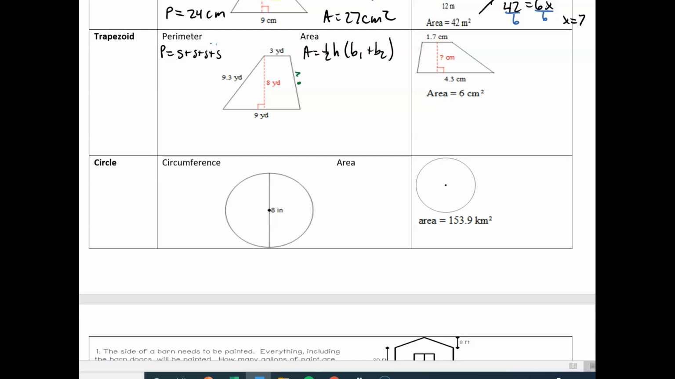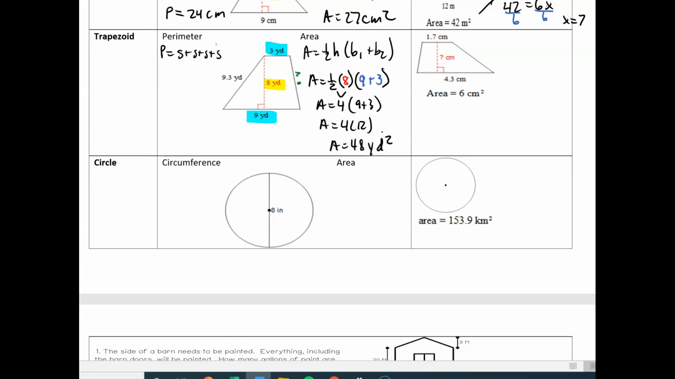So for the area, we're going to plug in 1/2 times height times base 1 plus base 2. So here we go. That means we're going to go half of 8, which is our height. Dotted line's a height. And it doesn't matter how we put our bases in, base 1 or base 2. So 9 plus 3. We got all our numbers. Let's work it out. Half of 8 is 4. So area is equal to 4 times 9 plus 3. 9 plus 3 is 12. So area is equal to 4 times 12, which means our area in this case is 48 yards squared.